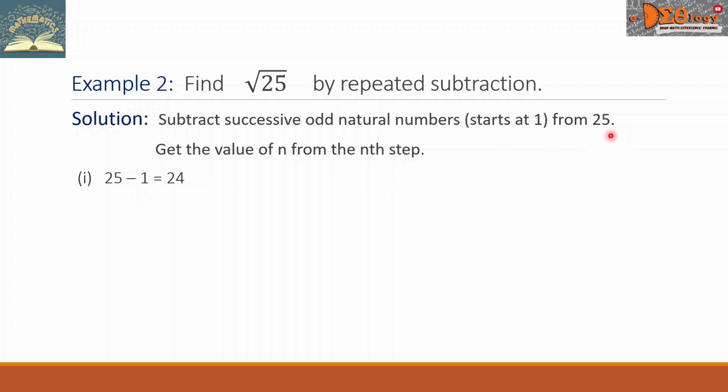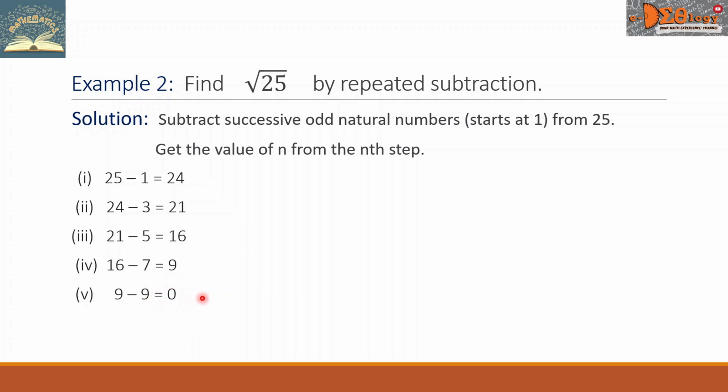So step 1, this 25 minus 1, we get 24. Step 2, 24 minus the next odd natural number, which is 3, equals 21. Step 3, 21 minus the next odd natural number, 5, equals 16. Step 4, 16 minus the next odd natural number, which is 7, equals 9. Then step 5, 9 minus the next odd natural number, which is 9, equals 0.